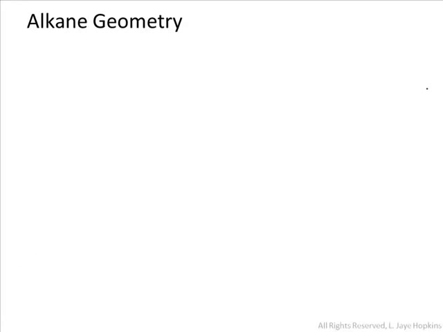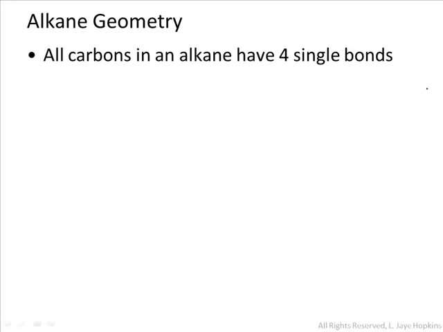Let's stop for a second, though, to consider what these molecules would actually look like in three dimensions. In other words, let's consider their geometry. We already have noticed that all the carbons in an alkane have four single bonds touching them, and that allows the carbon to have a perfect octet. The result is that carbon's geometry is pretty easy to predict, and it's not actually the geometry that we tend to draw on paper.